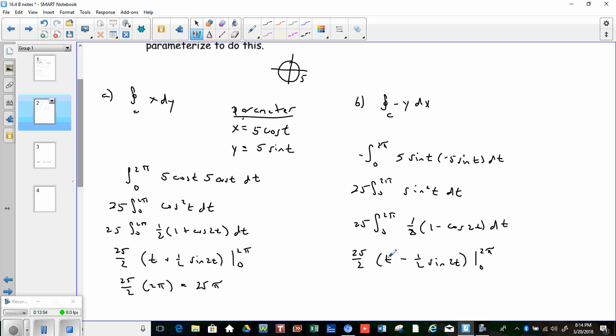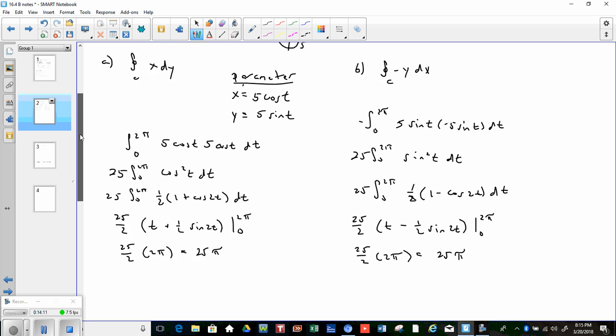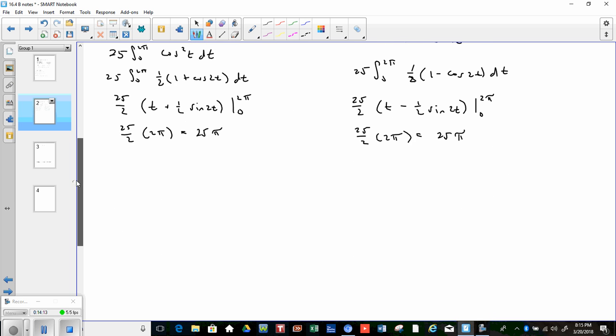So same exact idea. We'll plug the 2 pi in, so I get 25 halves times 2 pi. Plugging in 2 pi here is 0. Plugging in 0 to all that is 0. So once again, the 2's will cancel out, and we will get 25 pi. So it has worked for letters A and B. Let's double check now for C. This is the one that's probably more important.